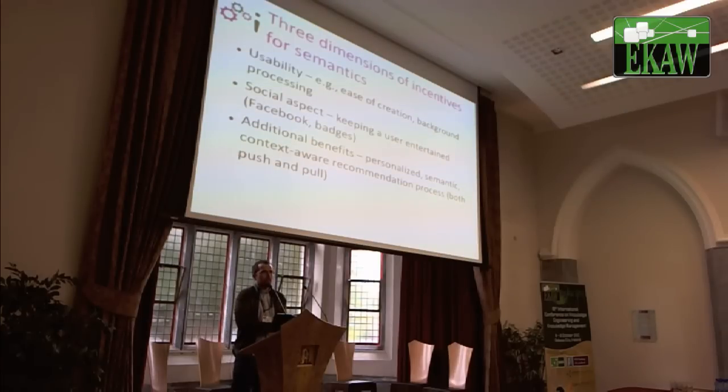The three dimensions of incentives I talked about are usability, and the social aspect. We, of course, want to keep a user entertained or maybe even addicted to our application. And there are some additional benefits. So this is the personalized, semantic, context-aware recommendation process. In this way, we want to show the user how our application is somehow better than the other ones that he or she is using now, benefiting from the semantic web technologies and all the possibilities that you're aware of.